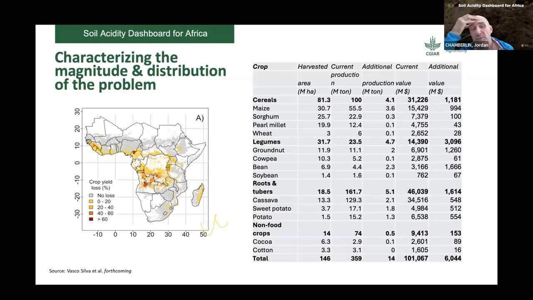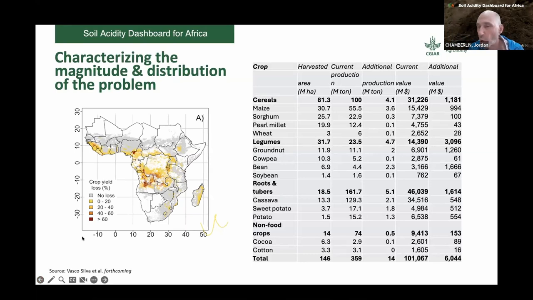And the map on the left shows one of the high level outcomes of that modeling work, which is an estimate of the crop yield losses across the entire portfolio of crop production. I think there are 42 crops in total that we're tracking. It's saying that because of unaddressed soil acidity issues, this is the amount of yield that we think was foregone, that we did not get because of unaddressed soil acidity constraints. The other way of looking at that is by calculating the value of that foregone production. And the table on the right shows many of the baseline results from that modeling work.